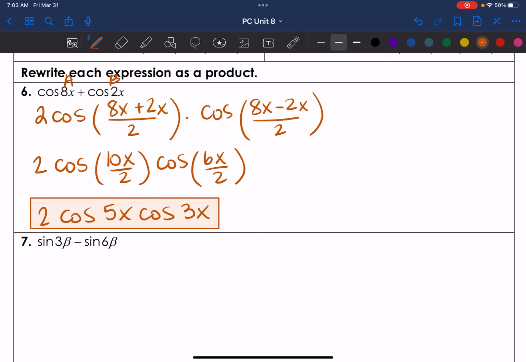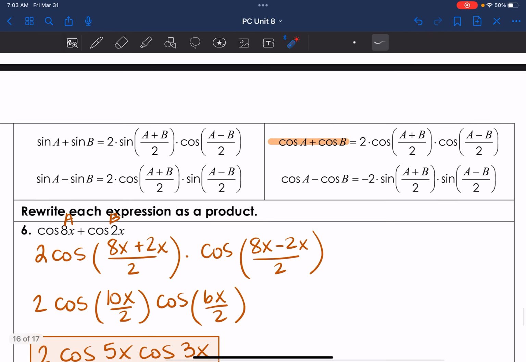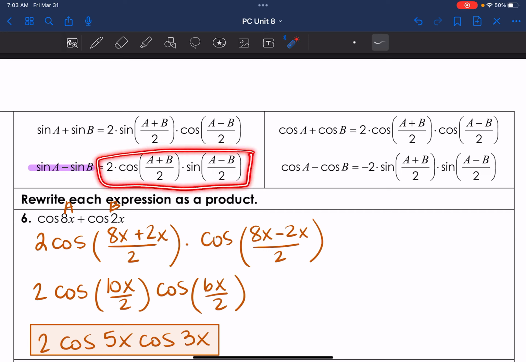Okay, let's look at the next one. The next one is sine 3 beta minus sine of 6 beta. That weird looking b, that's a beta. So sine minus sine. I'm going to look at my identities again. We need sine minus sine, which is this one here. So now this is the pattern that we're going to follow.